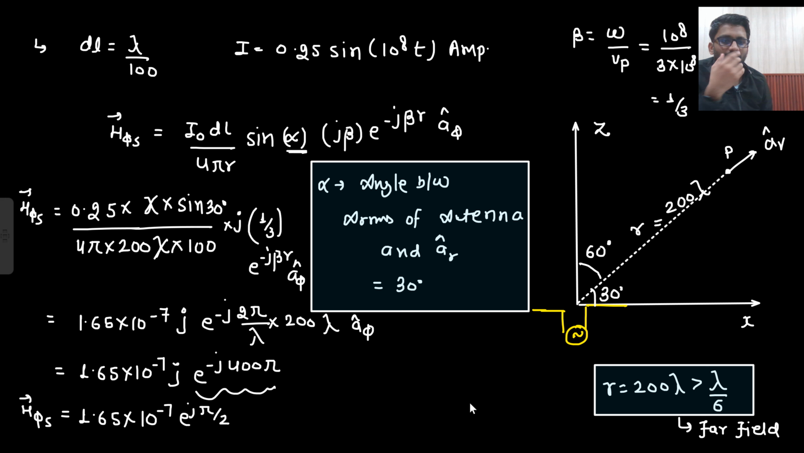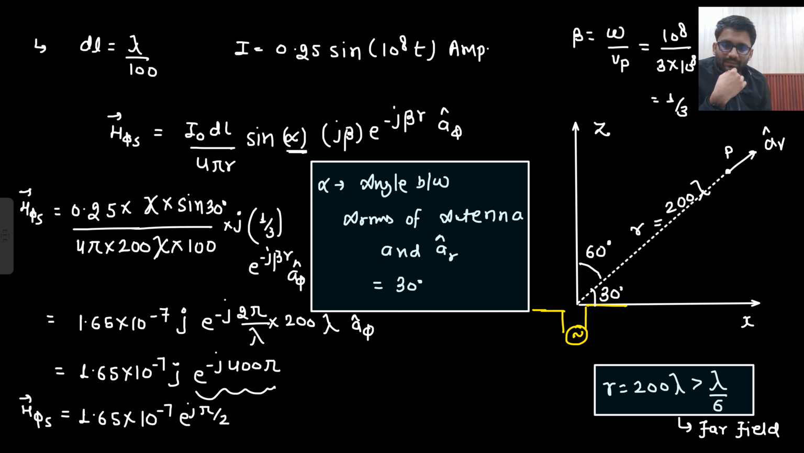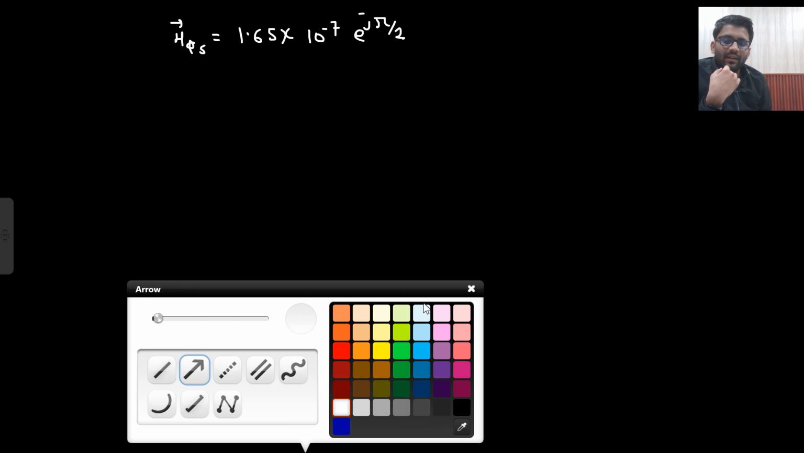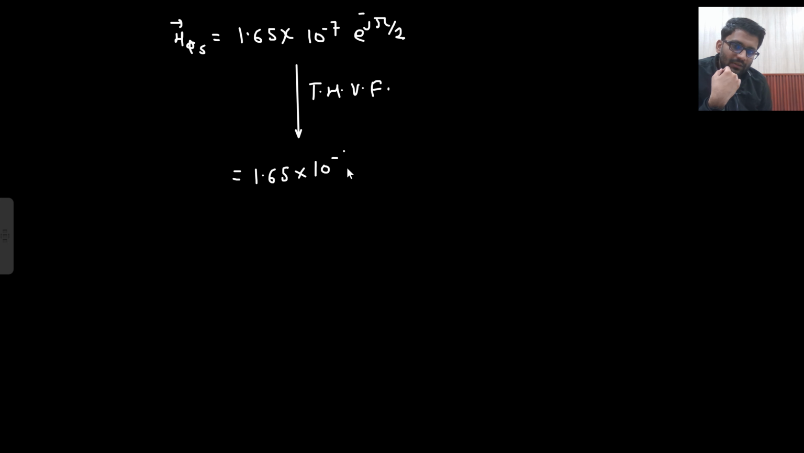But wait a minute, this is the phasor form. My phasor form is H phi s is 1.65 into 10 to the power minus 7 e to the power j pi by 2. Now I need to go to the time harmonic vector field. If I need to find the time harmonic vector field, what will I do? I will multiply by e to the power j omega t. Then either I will take the real part or I will take the imaginary part.